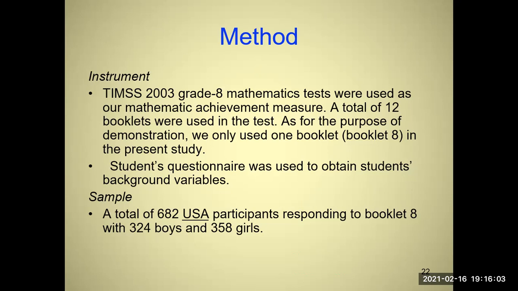You can see the student questionnaire was used to obtain students' background variables and some of the surveys, the importance of mathematics. You can see some of these other variables. Total sample size was 682 participants in the USA responding to booklet 8. The number of boys and the number of girls you can see there.